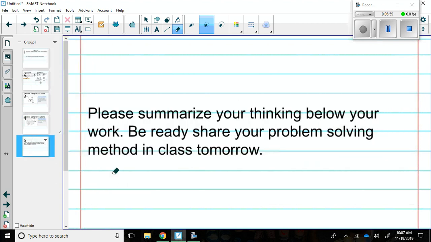Next, I want you to think about how you solved the problem. Think about if you were right. Think about if you were wrong. Either way, it doesn't matter. Summarize your thinking. Think about what parts were hard, what parts were easy. Are there parts that you're still confused on that you want to ask in class? Take notes to think about what that may be.